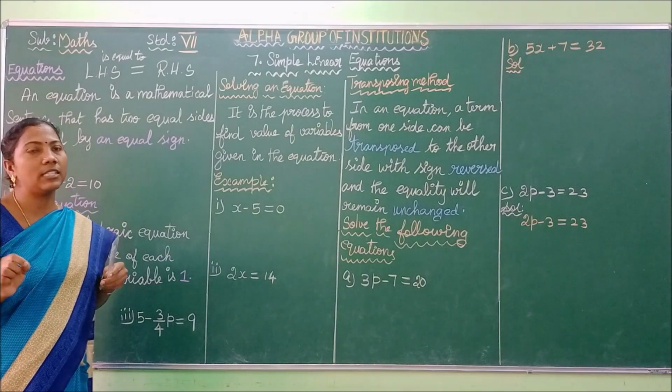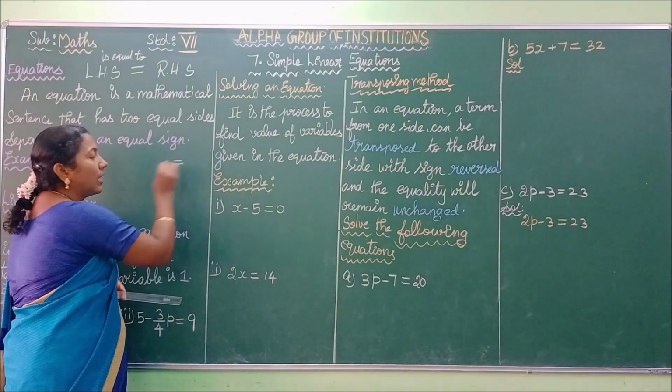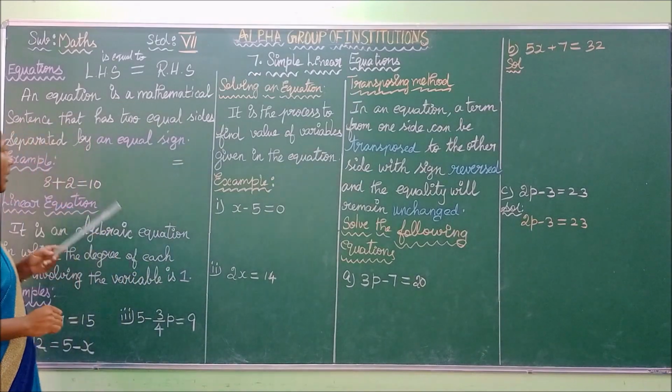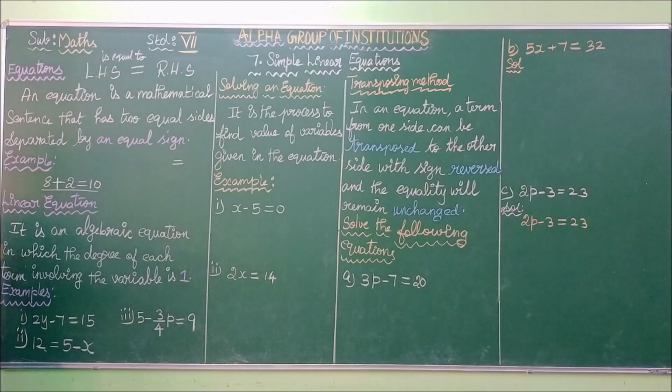Simply we can say, if any algebraic expression contains the equal symbol, we can call it an equation. See here one example: 8 plus 2 equal to 10. We call this expression an equation. Why? Because it has two sides. What are they? LHS and RHS.